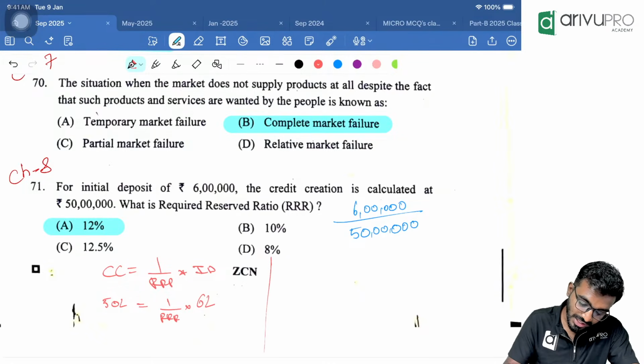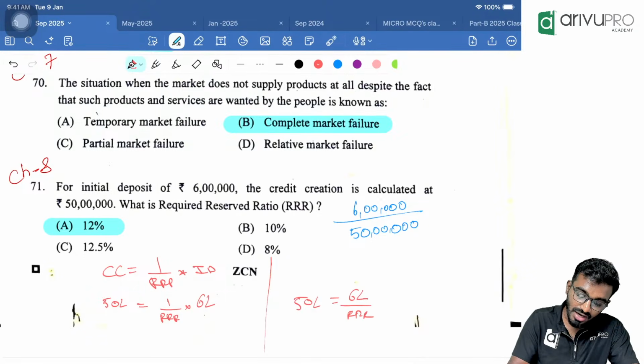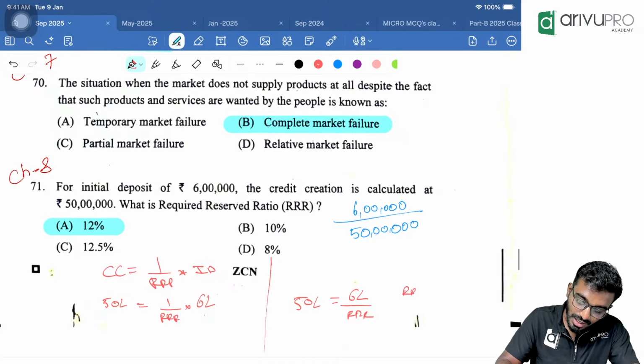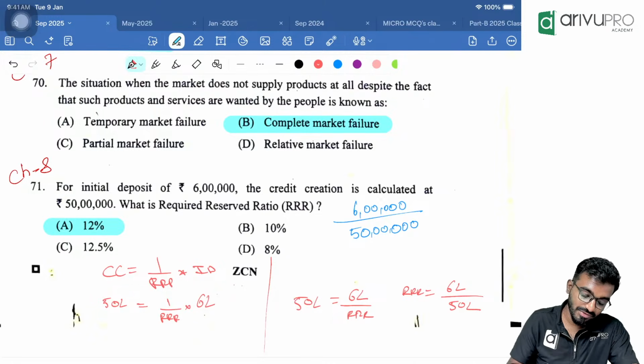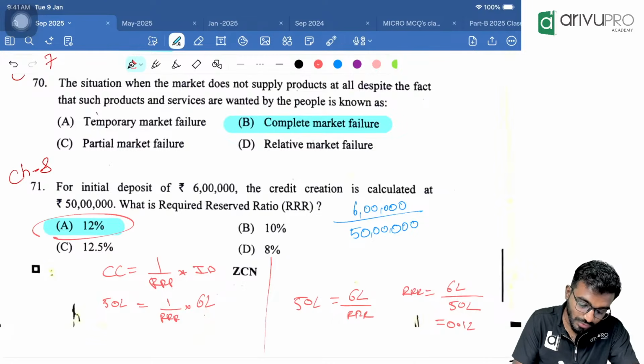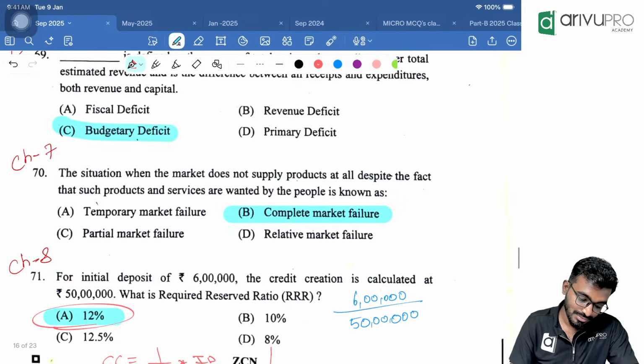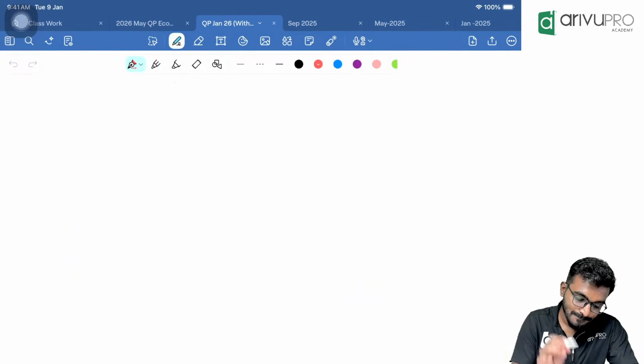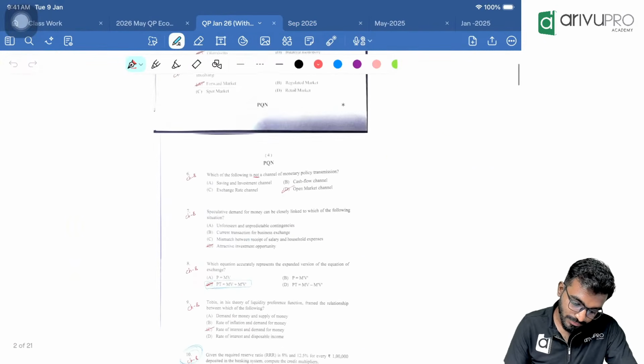So this will become: 50 lakh equals 6 lakh divided by RRR. RRR goes to the LHS, and 50 lakh comes to the denominator on the RHS. So RRR equals 6 lakh divided by 50 lakh. What is 6 by 50? 0.12. That 0.12 is nothing but 12%. That's it. January 2026 paper.